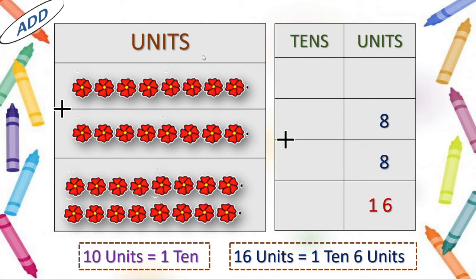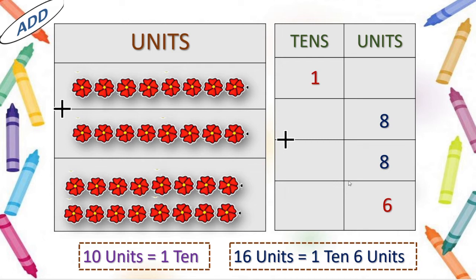So we can't write 16 in the units column, right? We can write a single number in the units column. We can't write double numbers in any column. So 16 units is equal to 1 ten and 6 units. So this 1 we will take to the tens column. This is called carrying over. This 1 is carried over to the tens column.